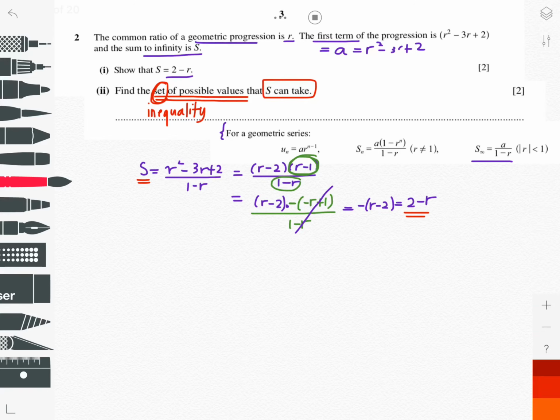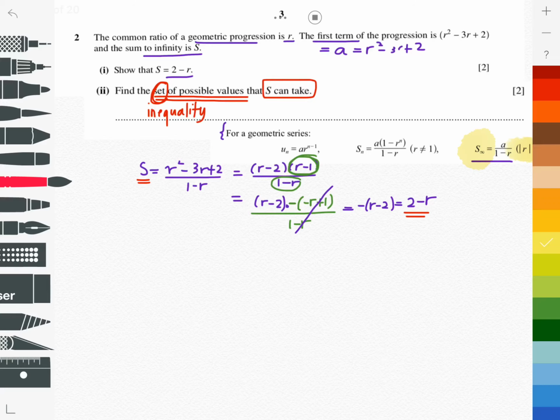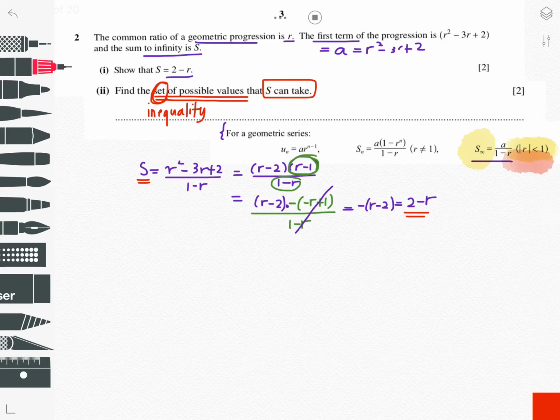Anytime you are using this formula, there is always a criterion which comes along. This formula can only be applied if the common ratio R is between 1 and negative 1. I don't understand, what are you saying? That part over here, look at this. So let's write: R is between 1 and negative 1. Only when the common ratio is between 1 and negative 1 can you apply this particular formula.